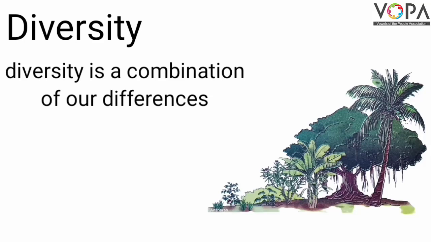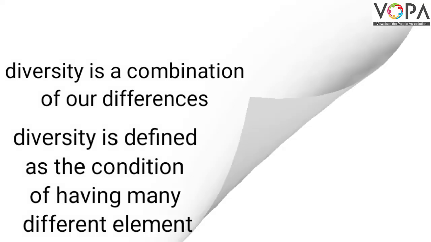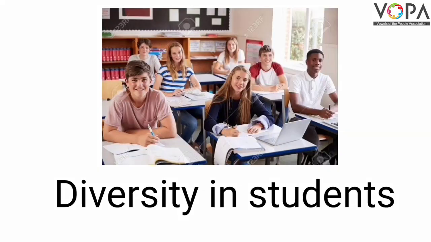What is the meaning of diversity? Diversity is a combination of our differences. In other words, diversity is defined as the condition of having many different elements. For example, in a classroom, students are different from each other in their size, shape, color, and height. It is called diversity. The differences between their shape and size is called diversity in students.